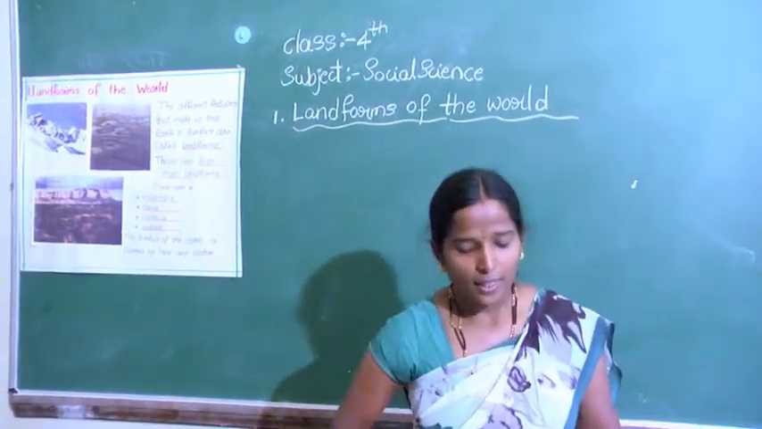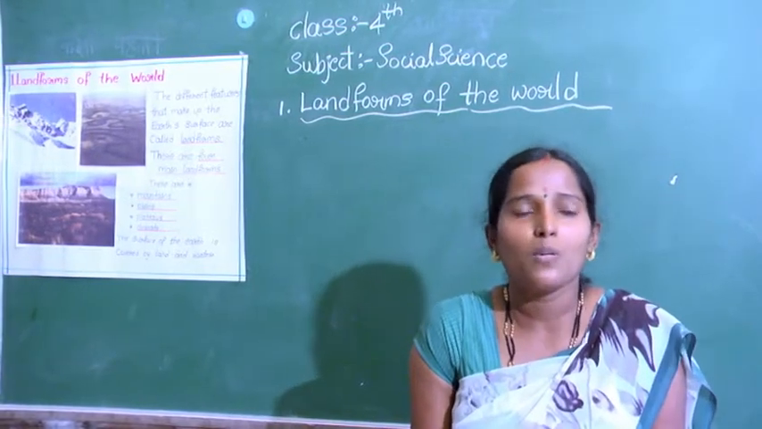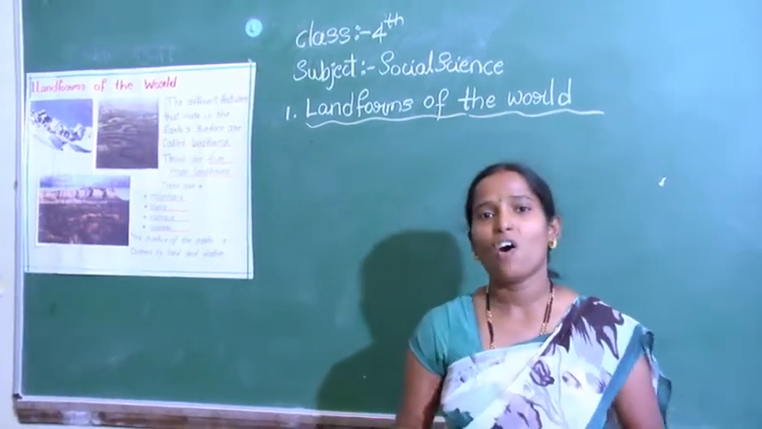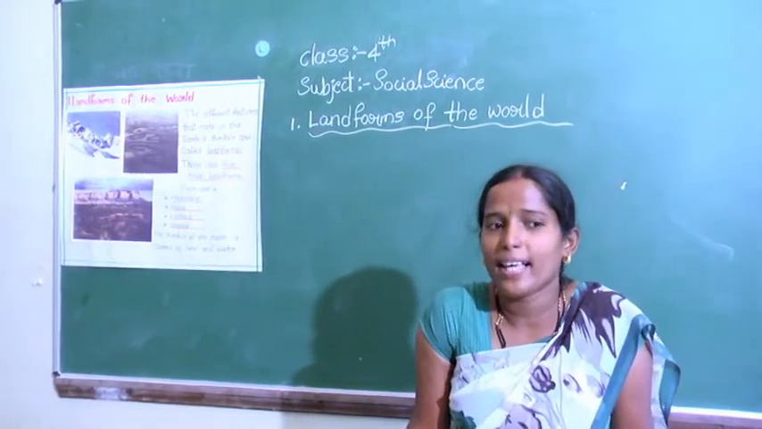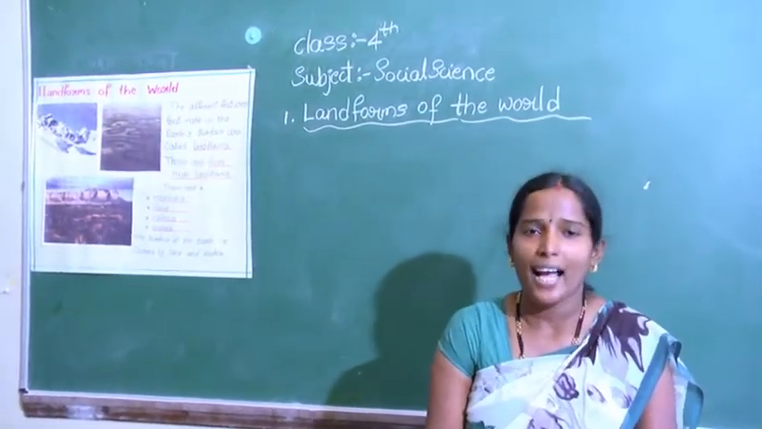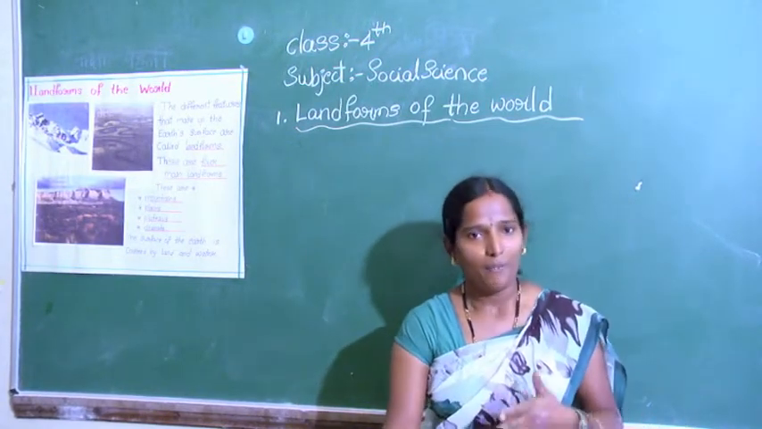So, what kind of land is present around your house and schools? Is it flat or is it hilly? Are there any water bodies like river, lake, and sea? Have you been to some places where the land is different from where you live?